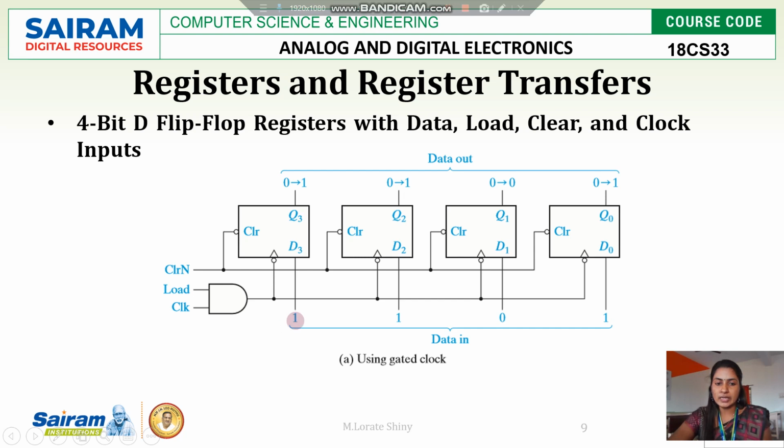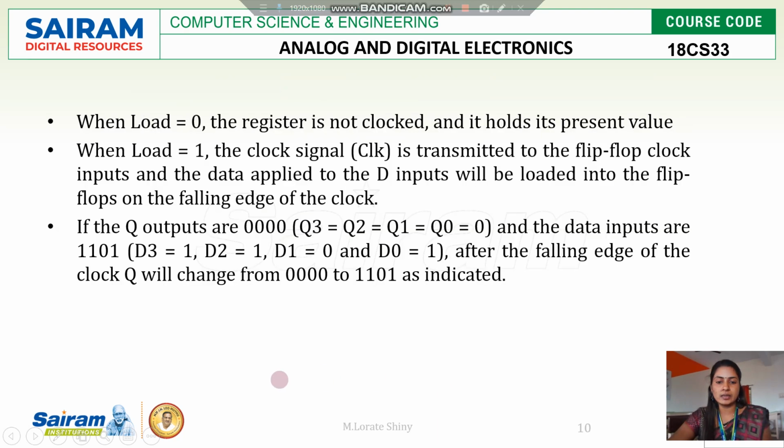Okay, here you can see 1 1 0 1 is applied to all the D of each flip-flops. Okay, 1 1 0 1. Output also you can see 1 1 0 1. So each output we will get at the falling edge of each clock pulse, because this is negative clock pulse. This is using gated clock.